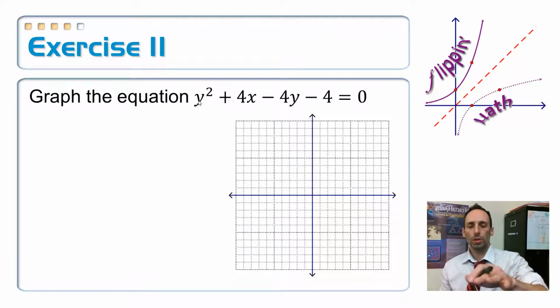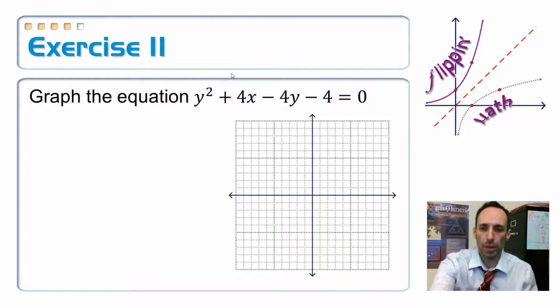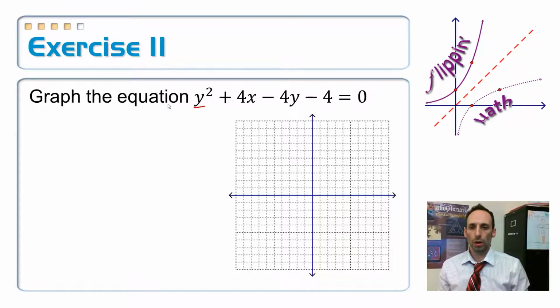I have an equation of a parabola in general form. I'm going to graph it. I know that it's a parabola because I have just a y squared and no x squareds in there. In order to get it into the proper form, I'm going to have to complete the square on that. So I'm going to complete the square on the y's.